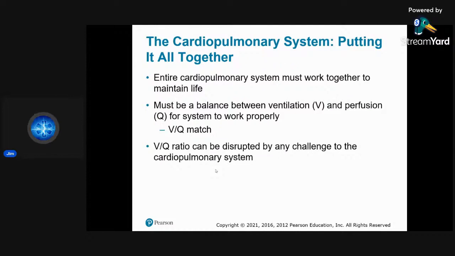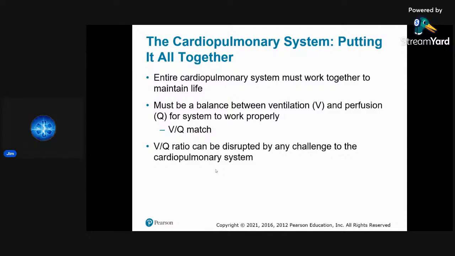All right, let's put this all together. The entire cardiopulmonary system must work together to maintain life, right? If it doesn't work together, then the system will fail. There must be a balance between ventilation, which is moving air in and out, and perfusion, that's the oxygen reaching the cells and being perfused to the cell. For the system to work properly, we call this the VQ match. So we have to have a good VQ match.